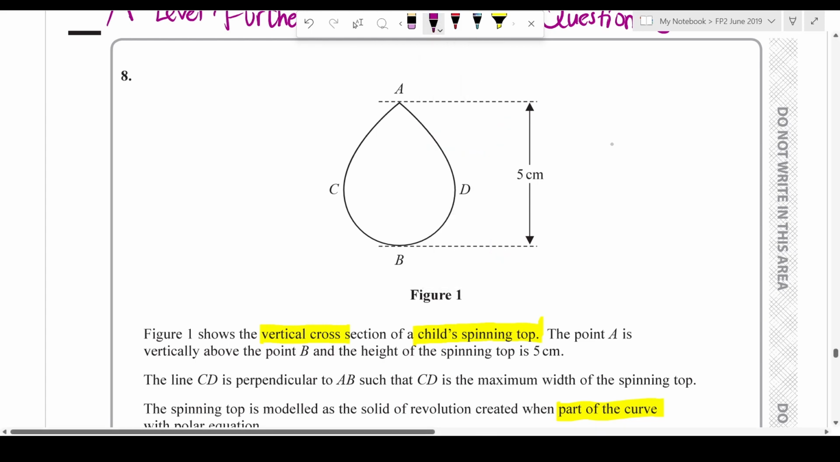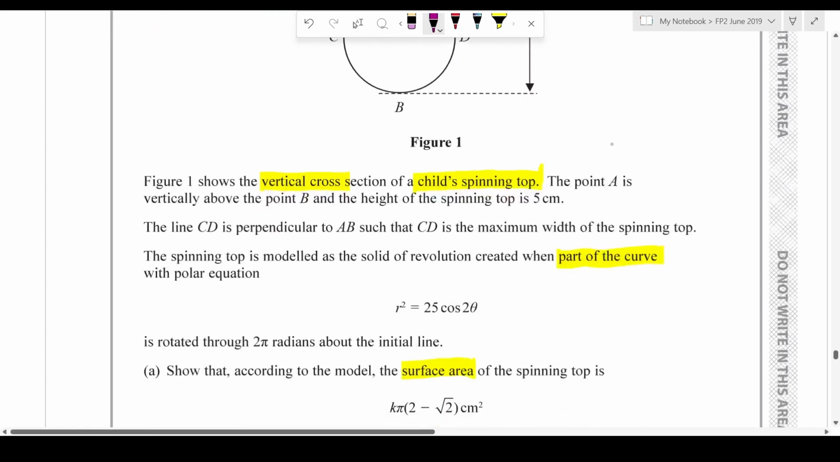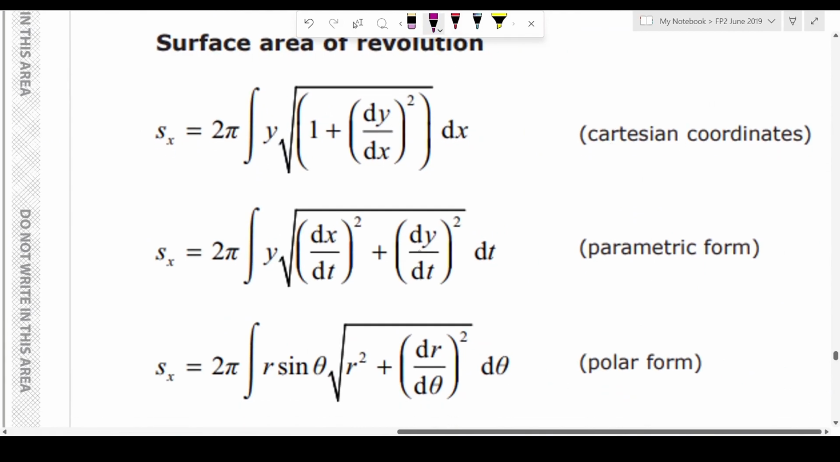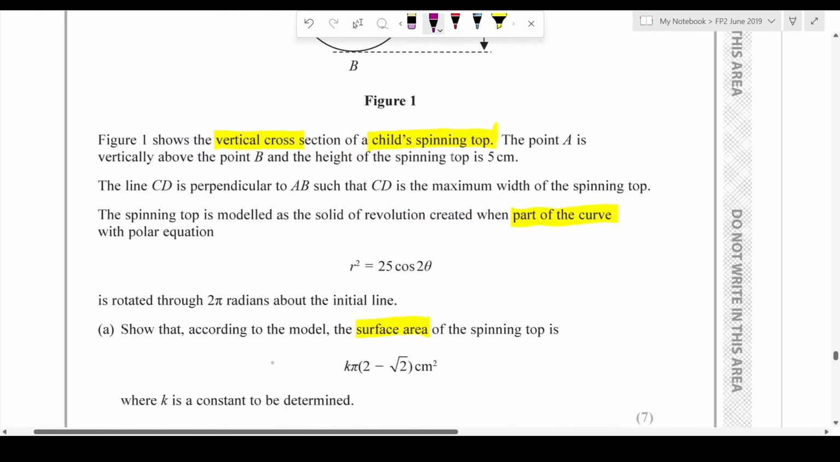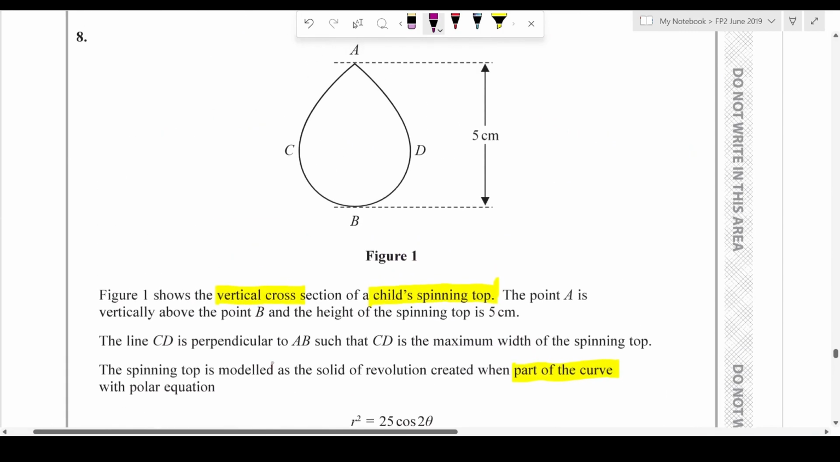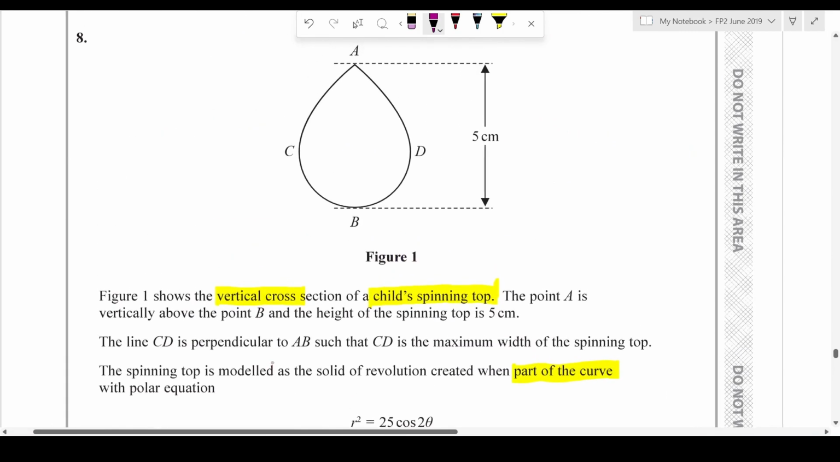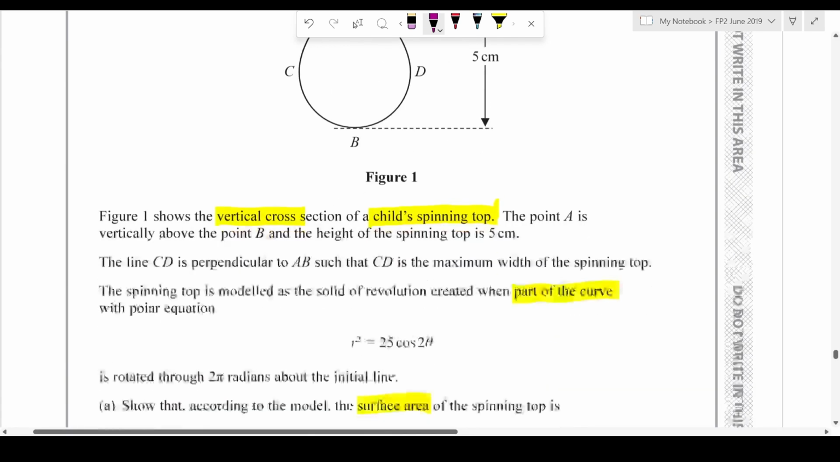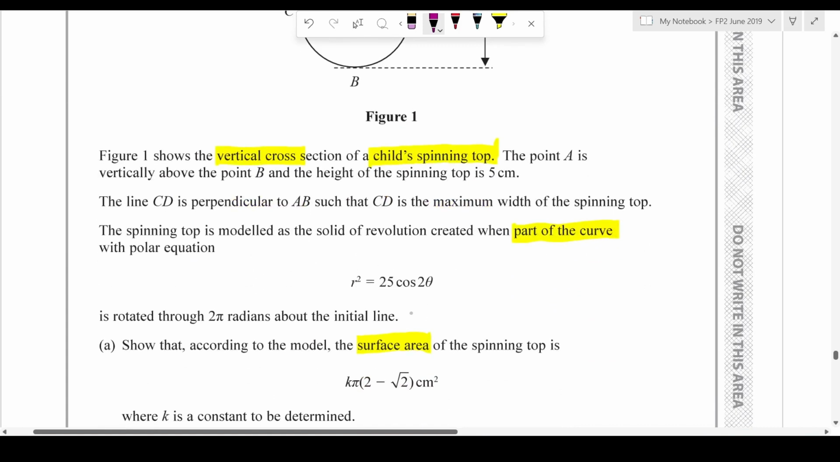So, first let's get surface area. We're going to need the surface area equation, which can be found in the formula booklet here. We need to get which parts of the curve that we've got. And I think it might be worth us plotting what this graph's going to look like.